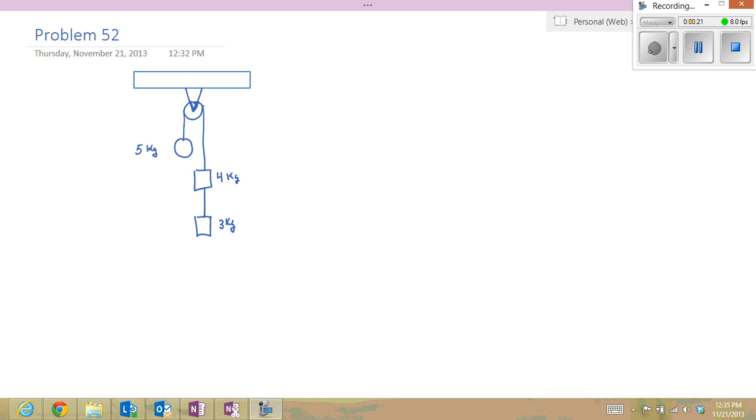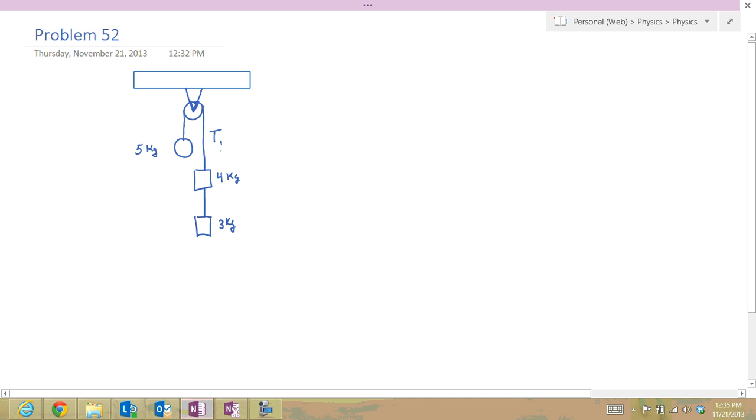We have two pieces of string, so we're going to label this piece of string tension 1, and we're going to label this piece of string tension 2. This pulley simply redirects tension 1, so tension 1 appears on both sides of the pulley.